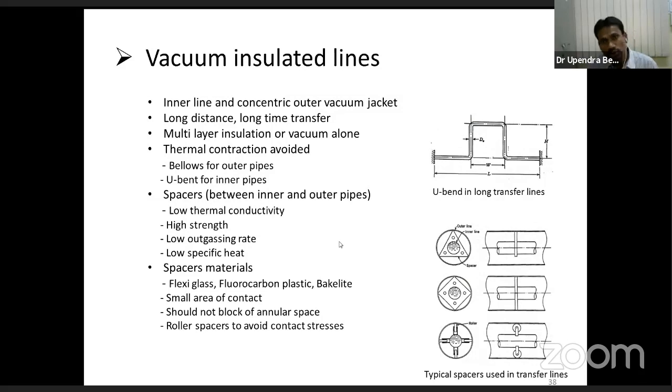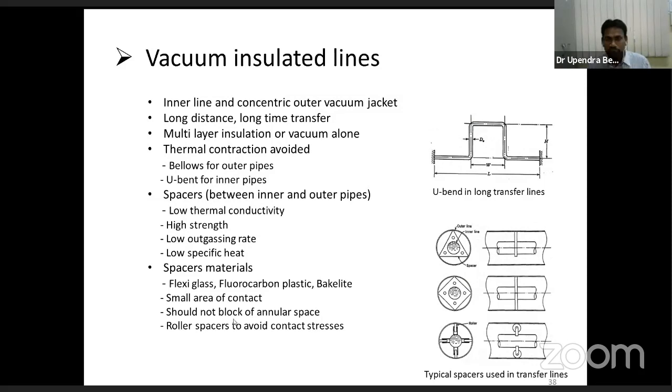The spacer should have low thermal conductivity and high strength to take the load, and a low outgassing rate, so that it should not deteriorate the vacuum or the performance of the insulation in the interspace. If it deteriorates, then more heat transfer takes place from the outer pipe to the inner pipe. So one has to take into consideration low outgassing and low specific heat. Generally, the spacer materials are selected as plexiglass, fiber-reinforced plastics or fluorocarbon plastics. Sometimes bakelite is also used for these applications.